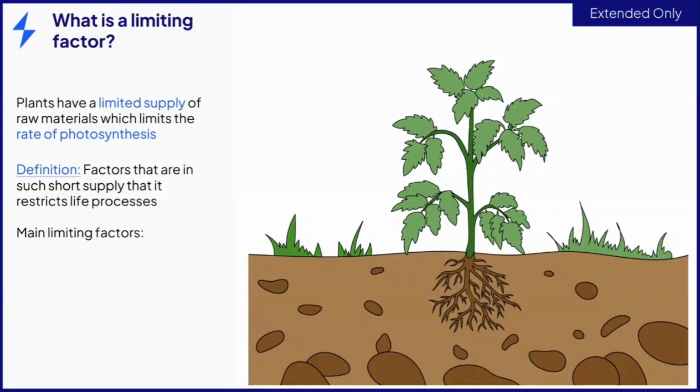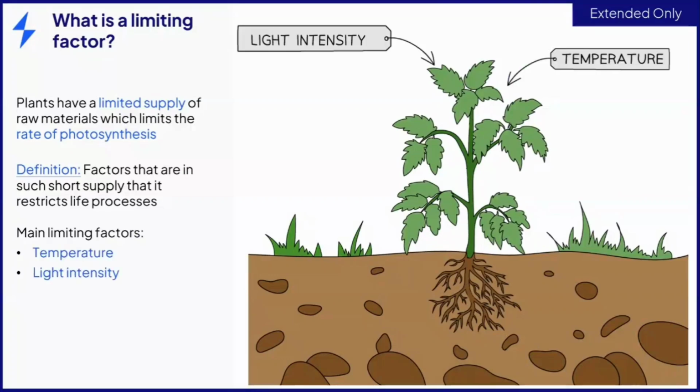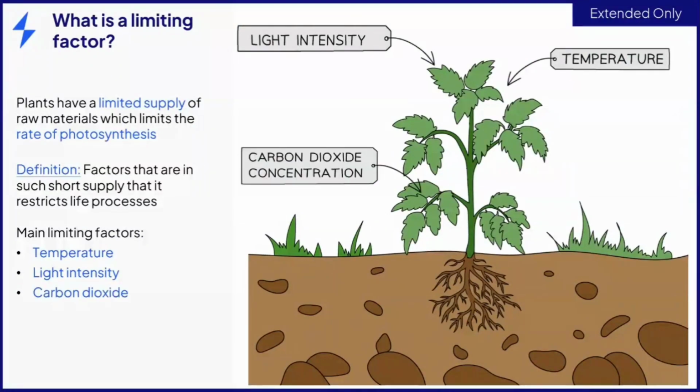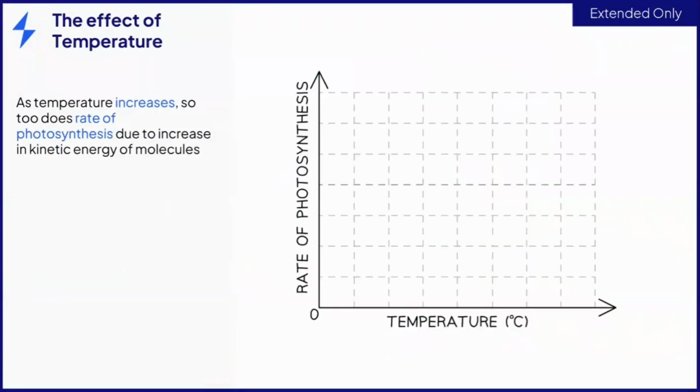The main factors limiting the rate of photosynthesis in plants include temperature, light intensity, and the carbon dioxide concentration in the atmosphere. It is important to note that although water is needed for photosynthesis, it is not considered a limiting factor because the amount of water used by the plant is so small that it is unlikely to be in such short supply that it will affect the rate of photosynthesis.